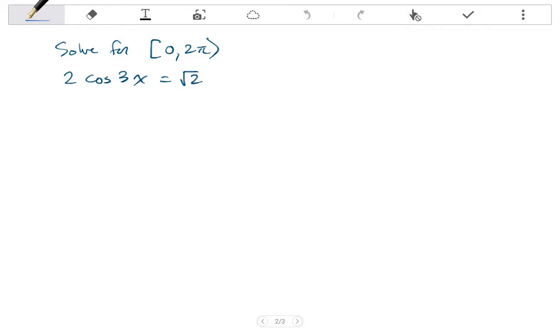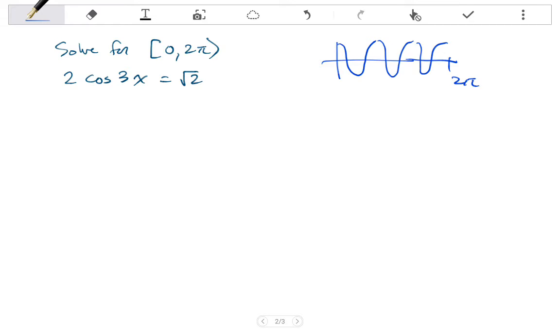Okay, so for our next one here, we have: solve again for the restriction from 0 to 2 pi. We have our equation 2 cosine 3x. Recall what that means. That means that you have a graph of cosine, and the thing about cosine is you're going to have 3 of them. 1, 2, 3 occur within one normal interval, one period of cosine of 2 pi.